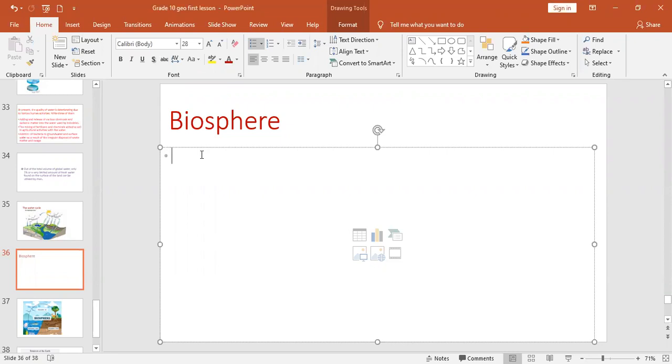There are two factors that affect the process in the biosphere. They are called components. There are two types of components. What are the two types of components in the biosphere? Living components and non-living components.